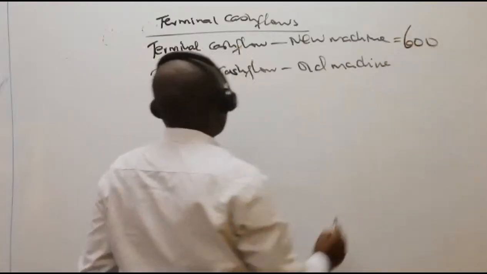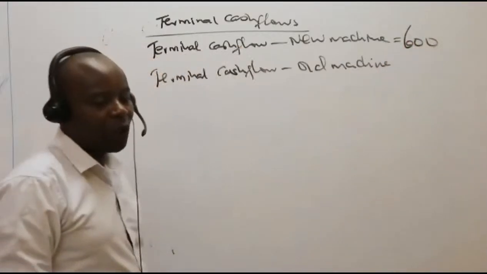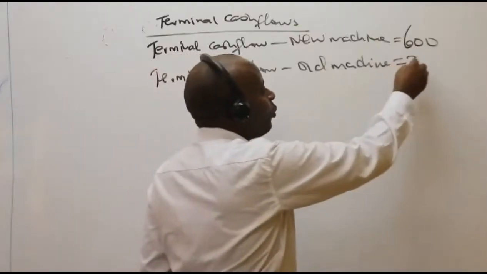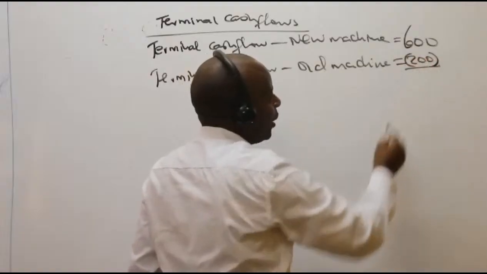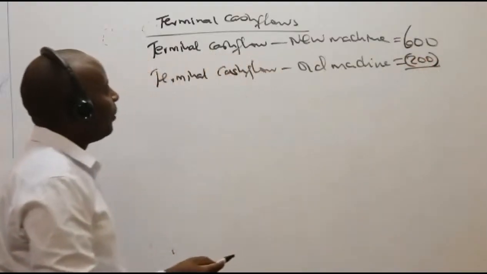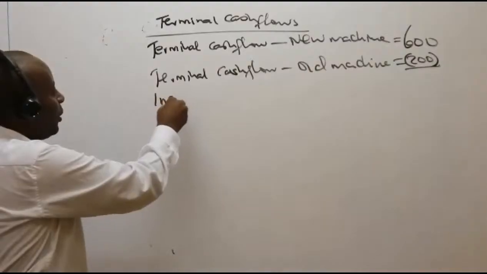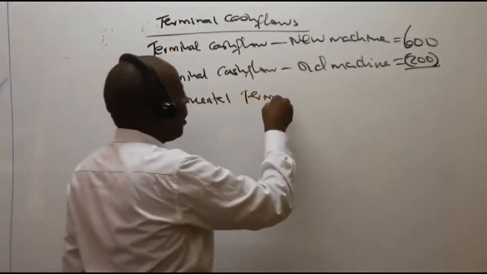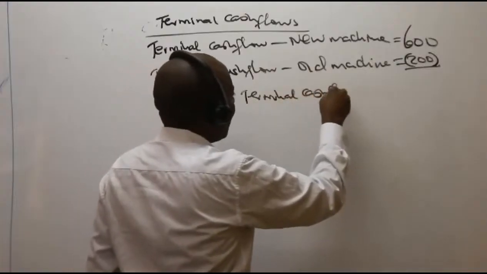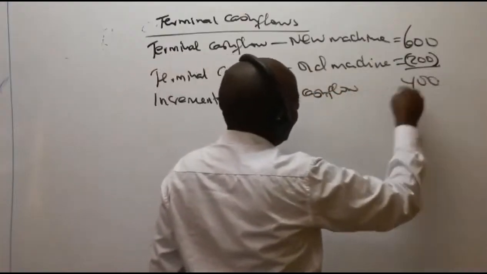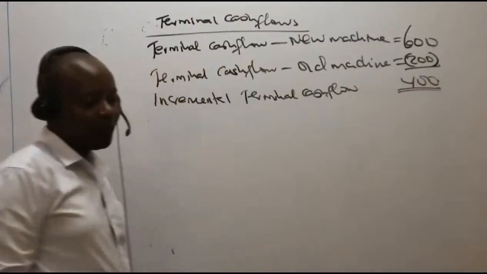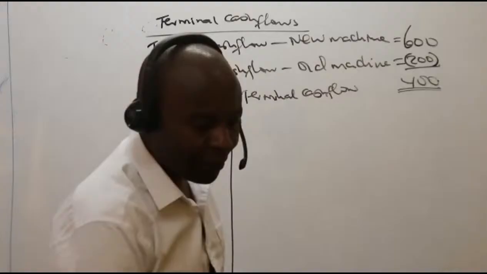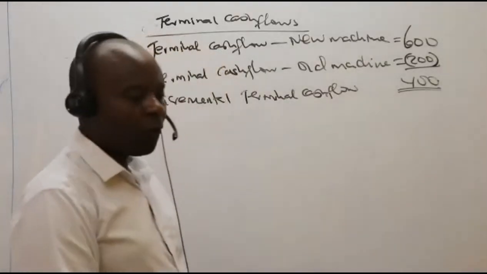How about the terminal cash flow of the old machine, which we'll have to forego? It is 200. So in short, our incremental terminal cash flow will be 400. Remember that this is a one-off figure. It's a lump sum figure.